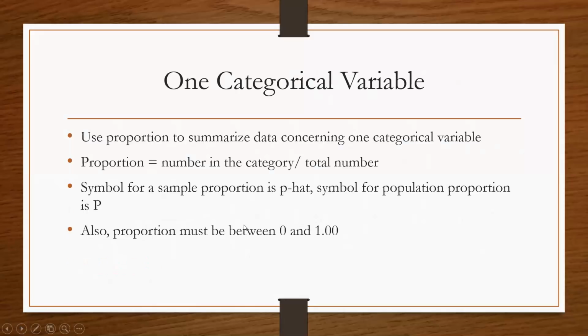All right. So moving on, we have one categorical variable. Basically, use a proportion to summarize data concerning one categorical variable, where a proportion equals the number in the category divided by the total number. For the population parameter, you have big P; for the sample proportion, you have P hat. And your proportion has to be between 0 and 1.